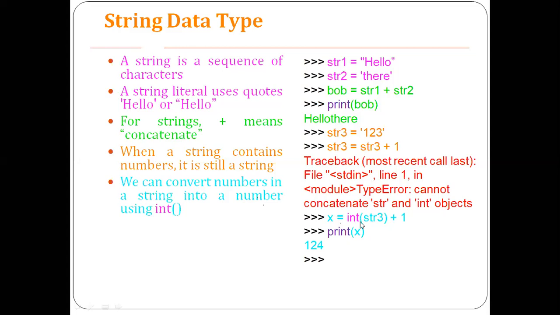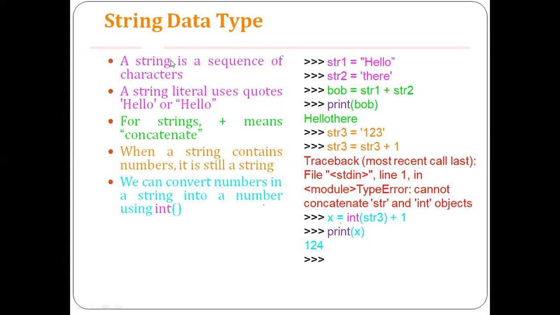That's why you get an error message. To avoid this, we typecasted it first. The string 123 is converted into an integer, then to this integer we have added 1. Whatever result you have will be stored into x, and that value of x will be printed on the terminal. That is called type conversion.